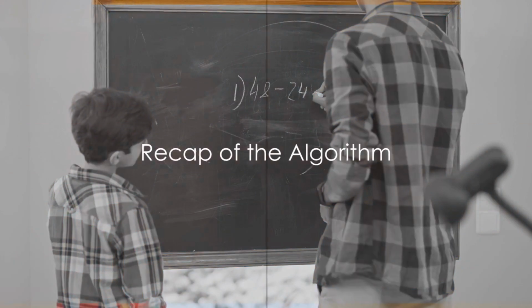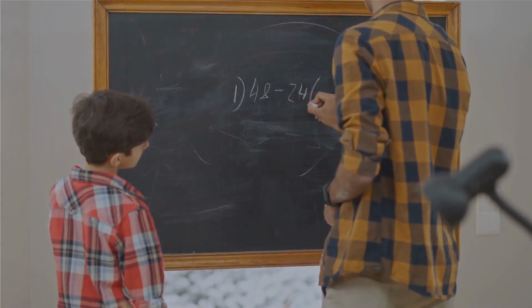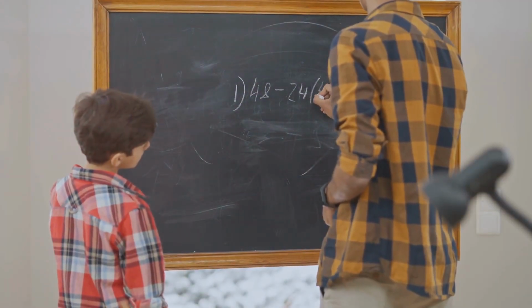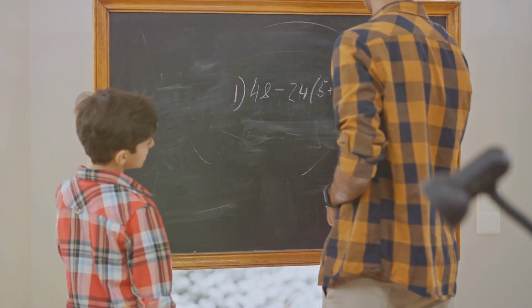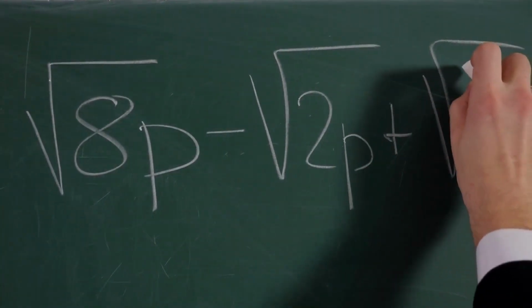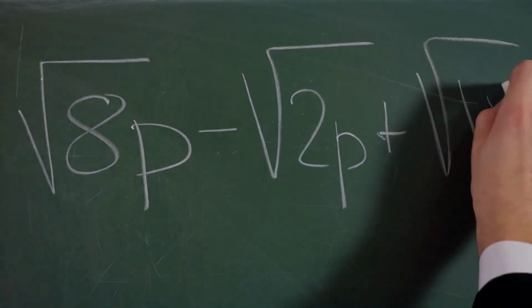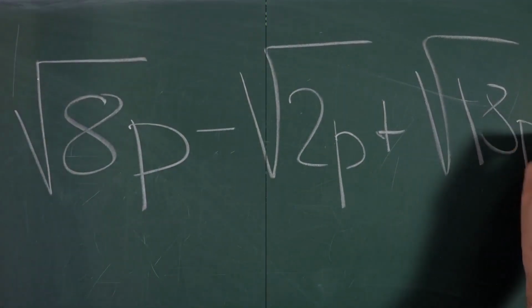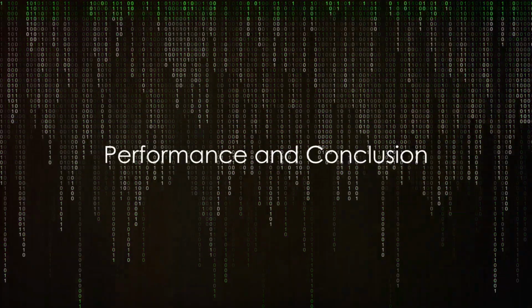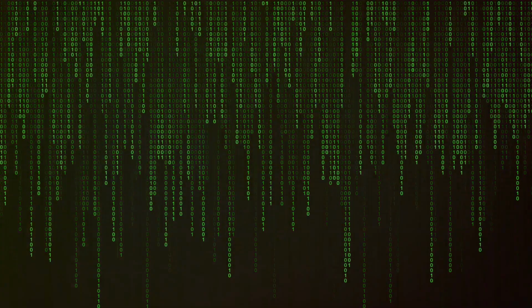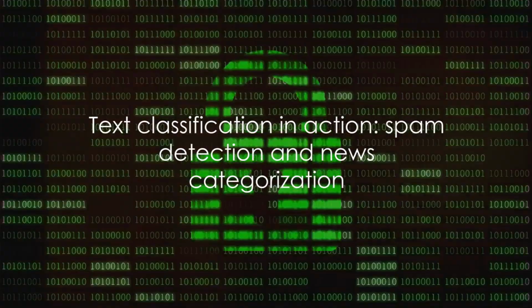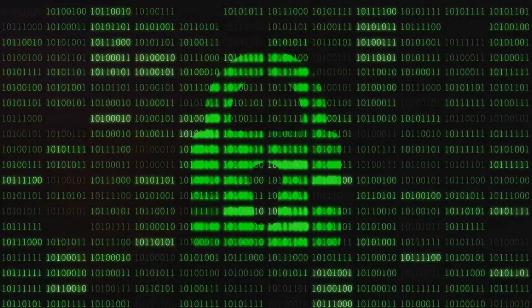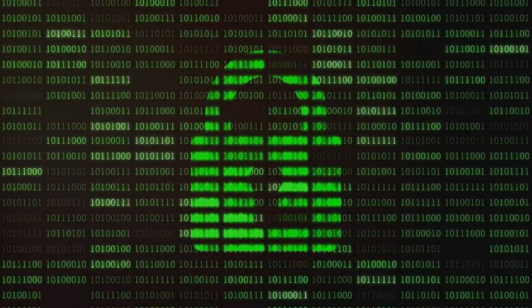So, to recap, the multinomial Naive Bayes algorithm works in three steps. It calculates the prior probability, then the likelihood, and finally the posterior probability using Bayes' theorem. Its prediction is the category with the highest cumulative posterior probability. It's a simple yet powerful algorithm, and its independence assumption, while naive, often doesn't hinder its performance. Remember, the multinomial Naive Bayes is especially good at text classification tasks, like spam detection and news categorization.